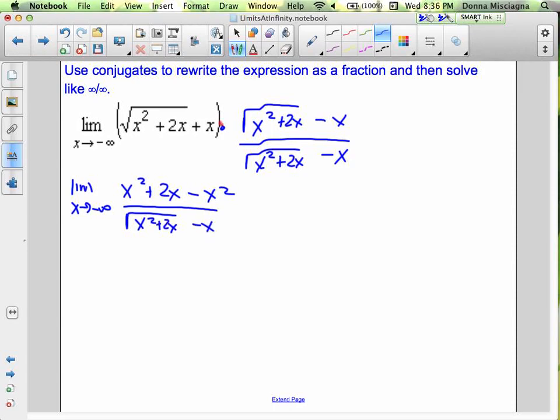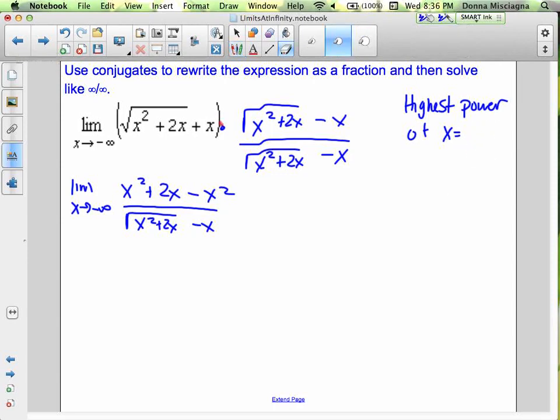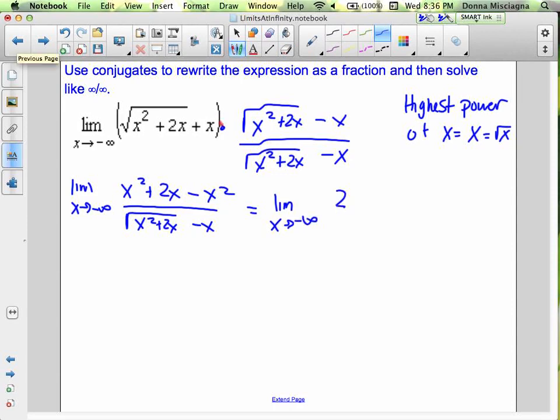All right, and now we're just going to divide everybody by the highest power of x. Actually, I take that back. Let's simplify first. I was so excited to start finding the limit, I almost forgot to simplify. The limit as x approaches negative infinity.